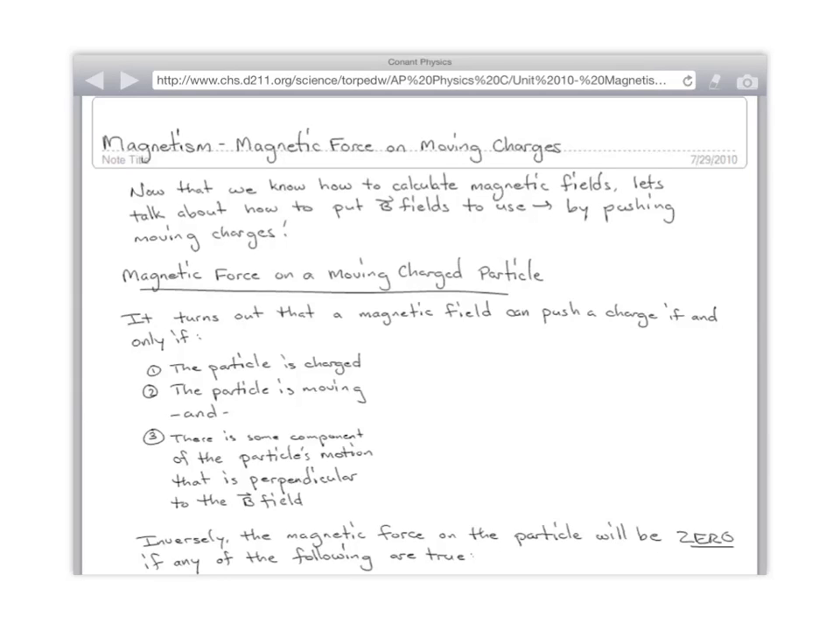All right, so here we go. We're going to talk about force on a moving charge due to a magnetic field. Let's say I'm holding an electron in my hand.